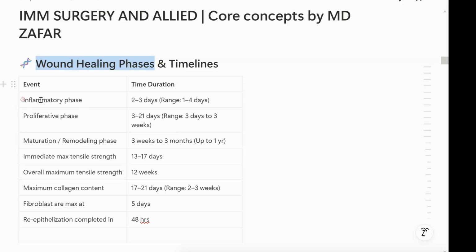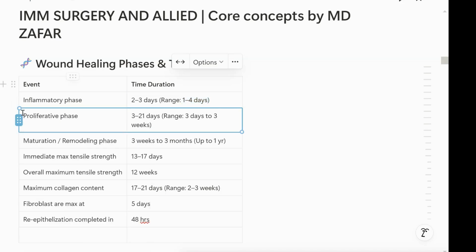So first of all, we have the inflammatory phase. The inflammatory phase, also known as the lag phase, starts at the second and ends at the third day. But you can also be provided with a range of 1 to 4 days. The next phase is the proliferative phase. It is from the 3rd to 21st day, or it can be asked in the form of 3 days to 3 weeks. Then we have the remodeling or maturation phase. It lasts between the 3rd week and 3 months, and it can sometimes be asked in terms of years. In that case, you can use 1 year.